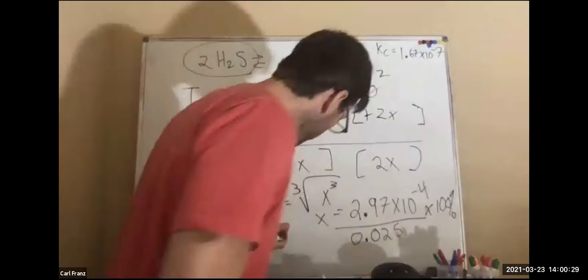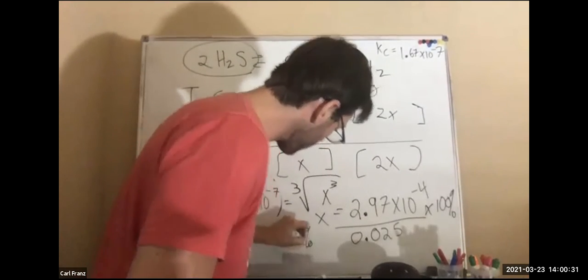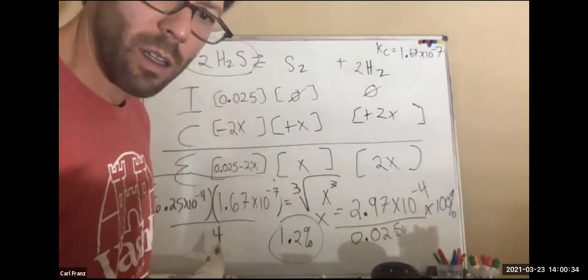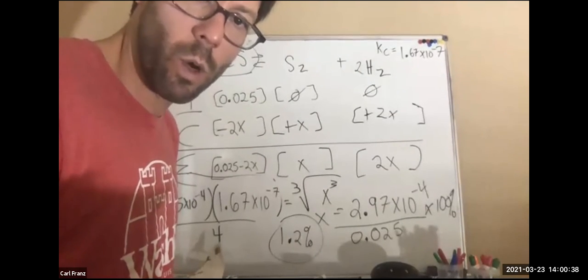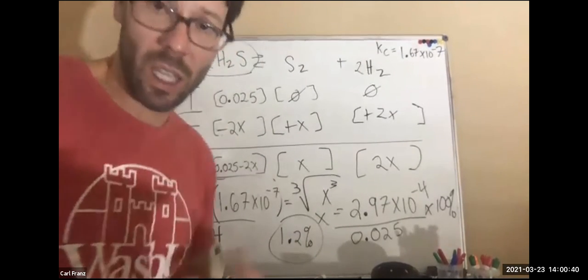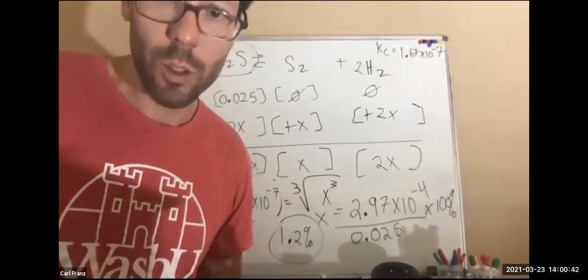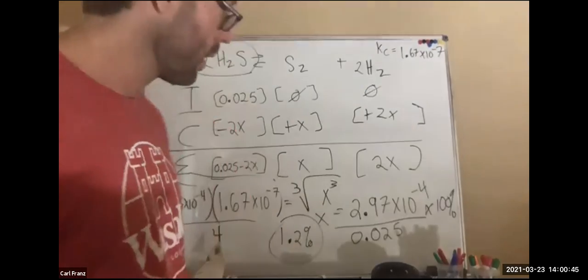1.2%. Great. That's 1.17. Great. Wonderful, guys. So it's less than 5. That small x assumption was valid.